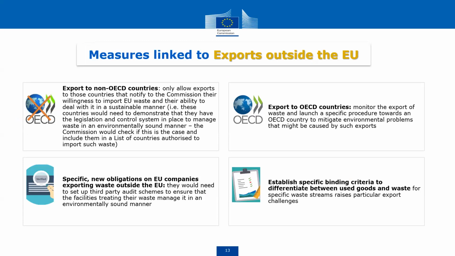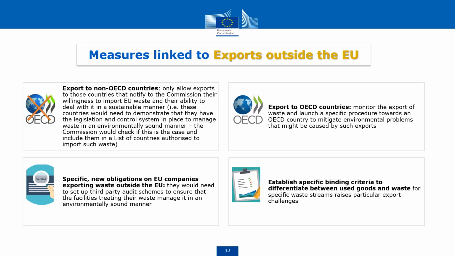So on the export of waste outside the European Union, four main elements here. Maybe first on the right top, export to OECD countries. This is because there is an OECD decision that regulates shipments of waste within the OECD area. But we feel that there is also a challenge there. Some waste streams end up in OECD countries outside the European Union, where we already receive signals that there are issues with the management of the waste itself, or because of the imports of waste, the domestic waste management systems start to fail in certain countries.